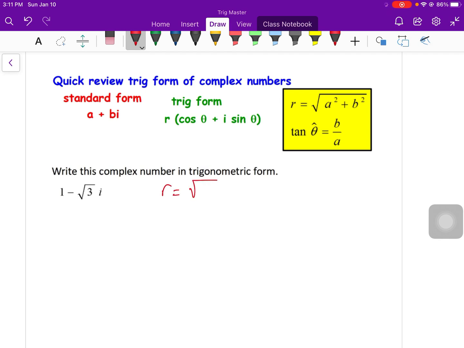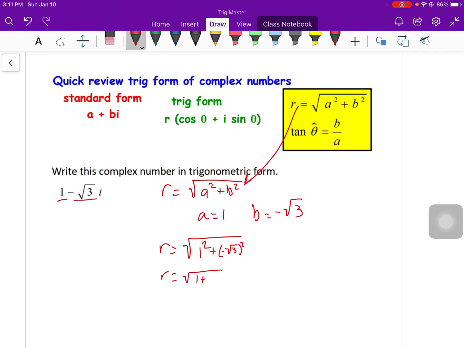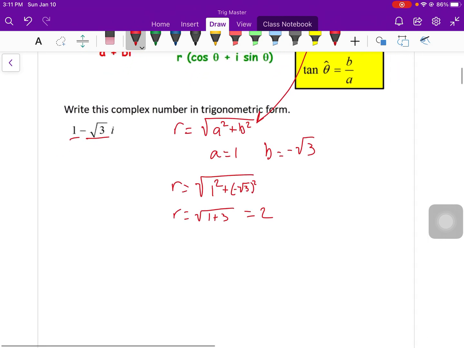So r is going to equal the square root of a squared plus b squared, right? We're just taking this thing right there. But a is equal to 1 and b is equal to negative square root of 3. Okay, a is the real part, b is the imaginary part. So r is equal to the square root of 1 squared plus negative square root of 3 squared. Well, that's just 1 plus 3 underneath that radical. So we get that r is equal to 2.